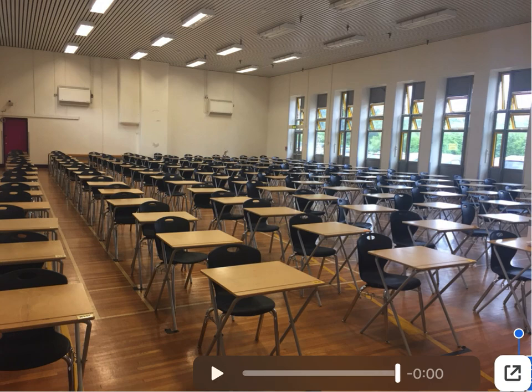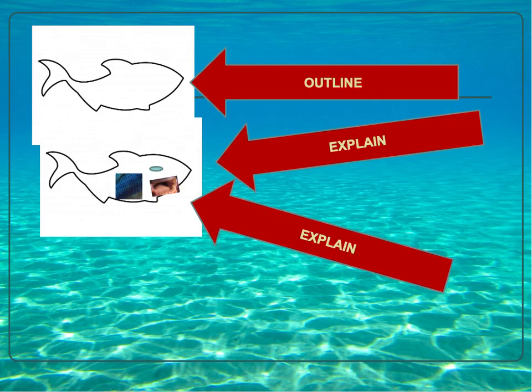In this video, we will briefly look at the general requirements of the outline and explain 10-mark question for A-Level Sociology before looking at a specific response from families and households. To recap, the outline looks like the first picture and the explain the second.